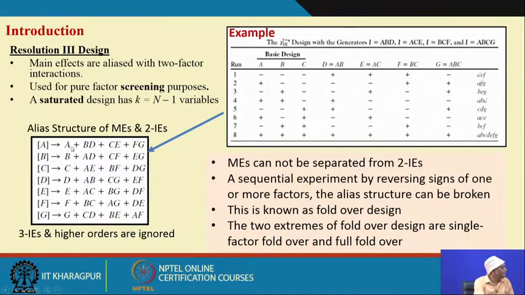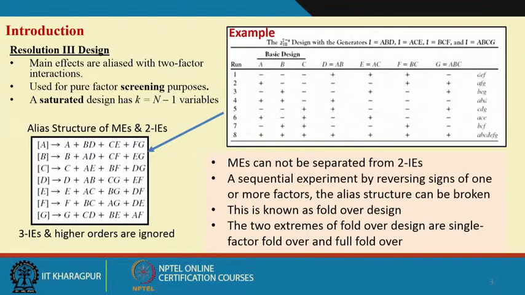So, all the main effects are aliased with second order interaction effects, so you cannot estimate them uniquely. Under such a situation, what do you require? You require sequential experimentation if you want to uniquely estimate the main effects or some of the interaction effects. So, this sequential experimentation is possible by switching over the sign of the basic designs.